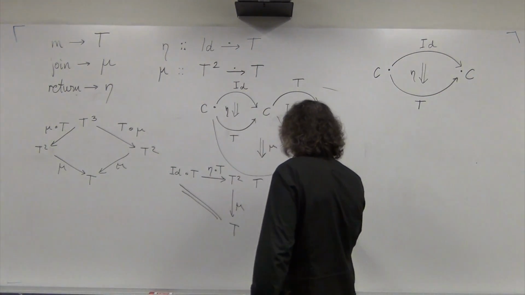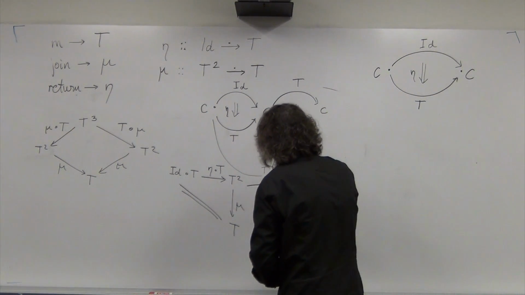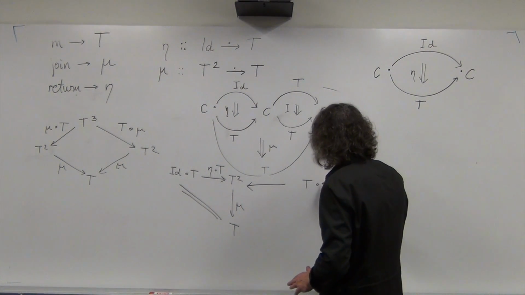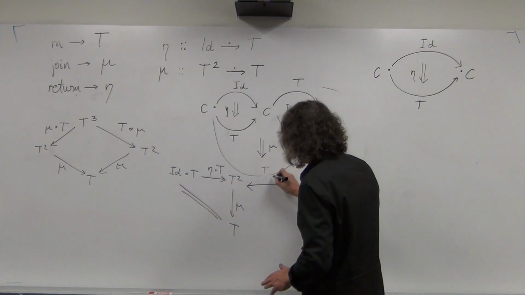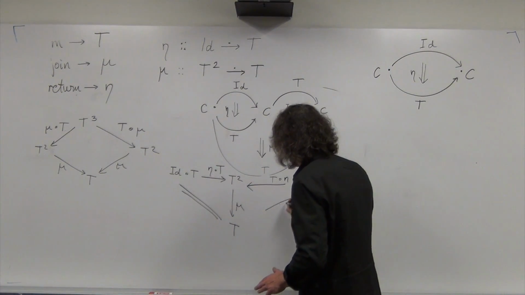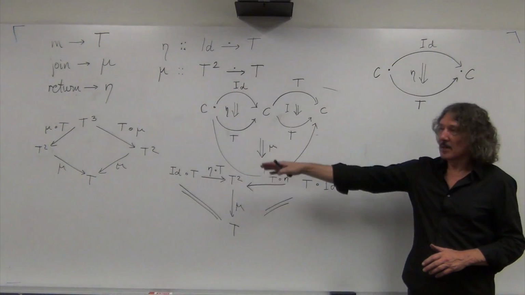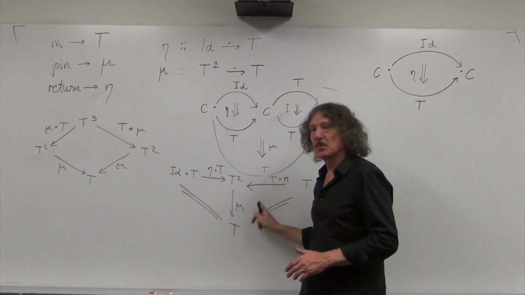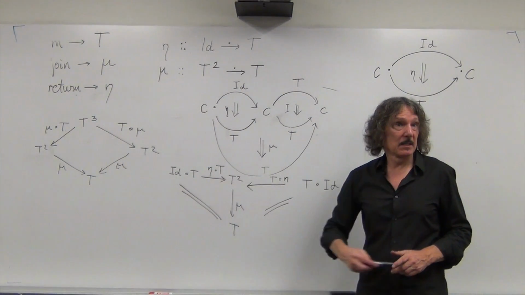And the same goes on this side. If I start with T ID, so this is right identity, I do T eta, and this is okay. So I get these three laws actually. 1, 2, 3. These are monad laws in terms of mu and eta.